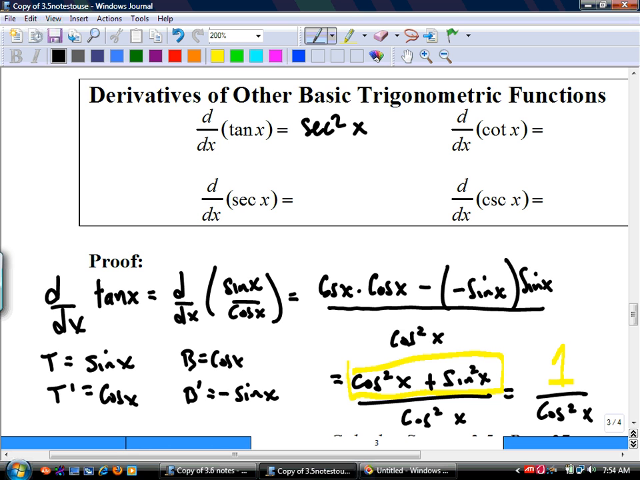Now, you can actually get all the other ones doing this, but I'm going to cheat and flip to the page in your textbook that gives you all the other ones. Because the only one I really remember is the derivative of tan is secant squared. But I know I can get all the other ones by using the quotient rule. Yay! Quotient rule!